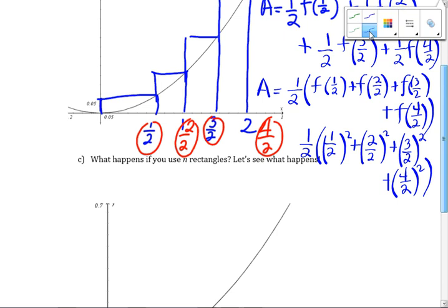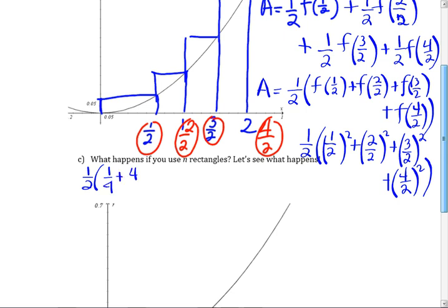Okay, so I've got a 1/2 in front. So it's 1/4 plus 4/4 plus 9/4 plus 16/4, right? Did I do that right? Those are all the perfect squares, and you add them up. What am I going to get? 4 and 16 is 20, and 9 and 1 is 10. So I get 34. So it's 1/2 times 34, and we can reduce that, right?